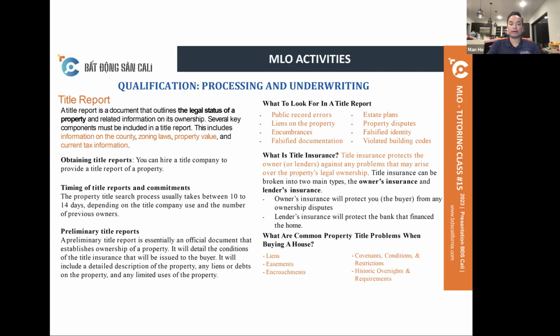The title company has to dig deep to find more information related to the property. So there's no hidden lien, there's no judgment, right? There's no will, maybe. Okay, what to look for on the title report? Public record errors, liens on the property, encumbrances or any money owed, falsified documents, right? Estate claims, property disputes. You may have a dispute with your neighbor, with the government, or whatever. Falsified identity. Hey, you're not the one that owns this house, right? So those are the things that you need to watch out for.